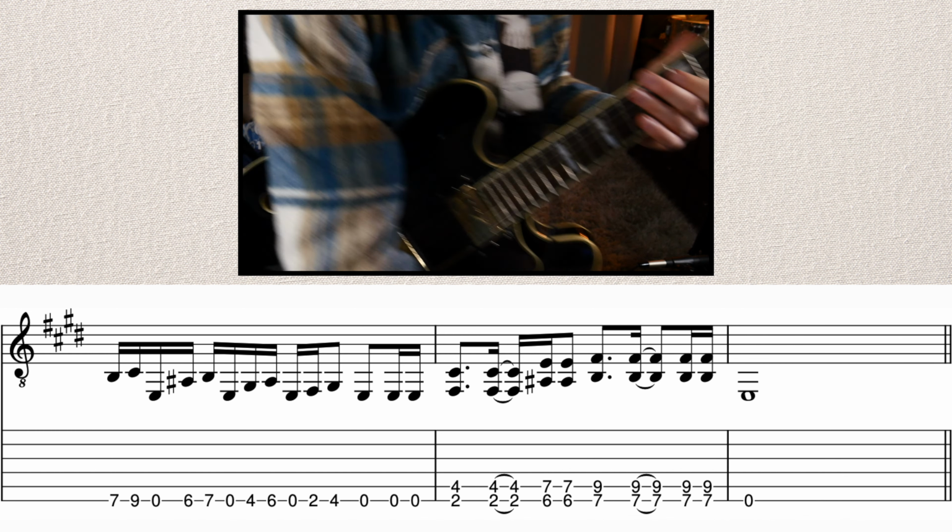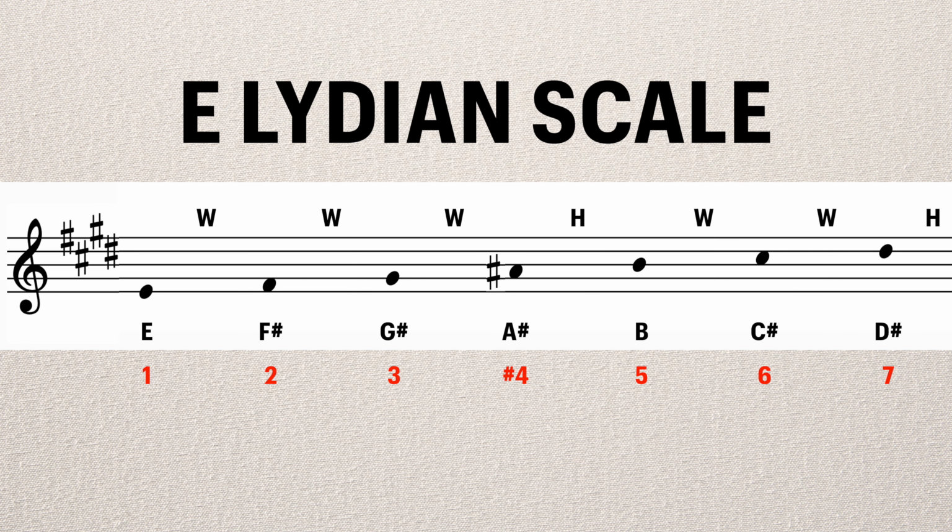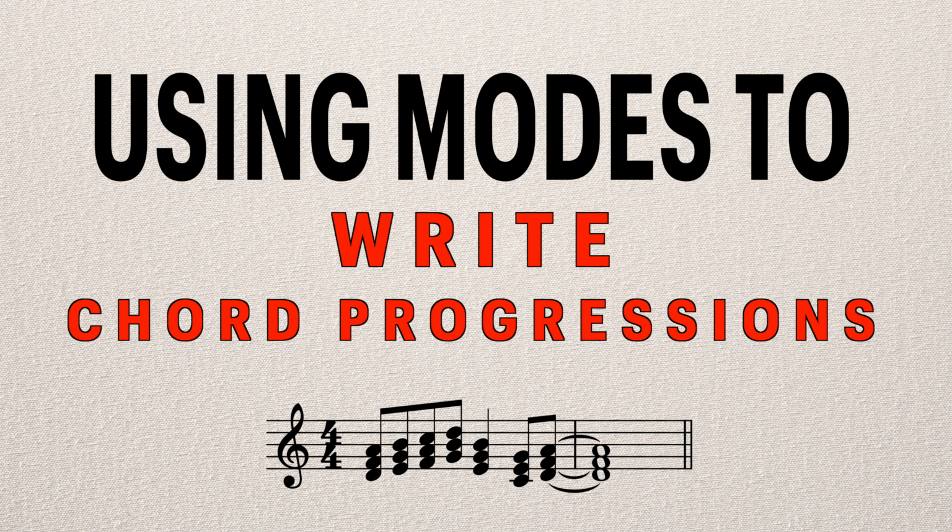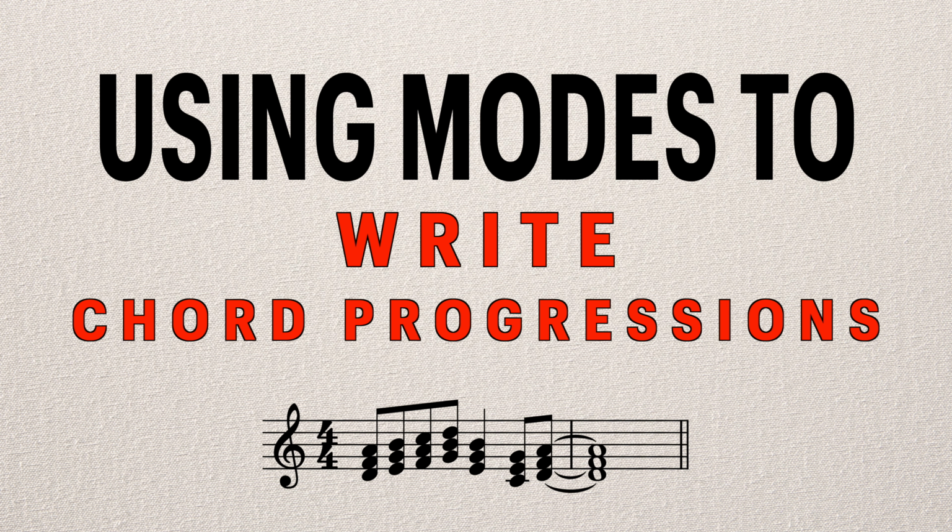Sounds pretty interesting. The defining note in the Lydian scale, as I stated before, is that sharp 4 note, which makes this sound a little brighter than the typical major sequence. You could also use modes to write chord progressions too.